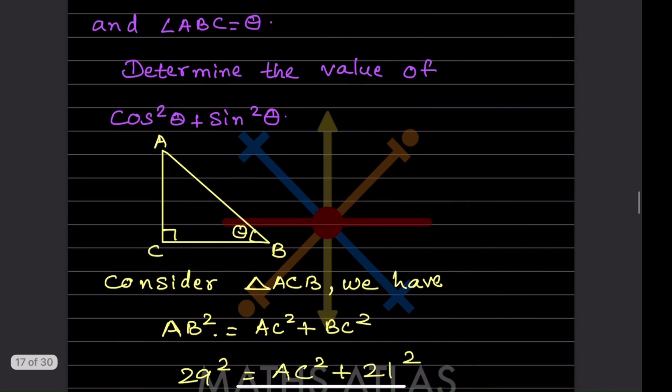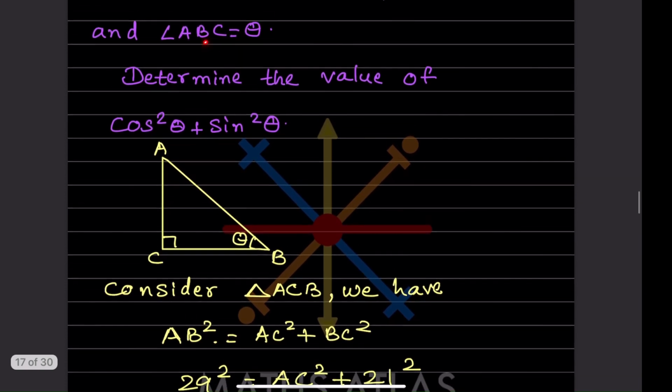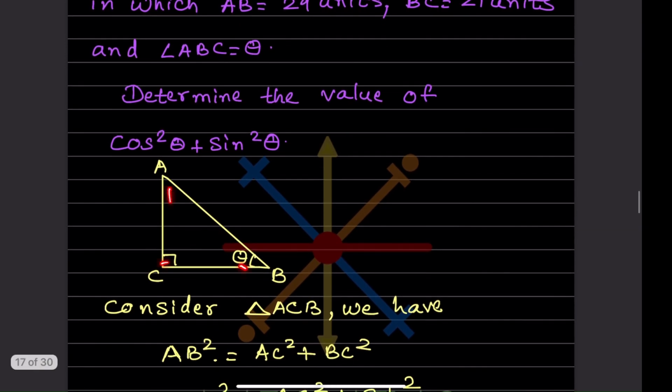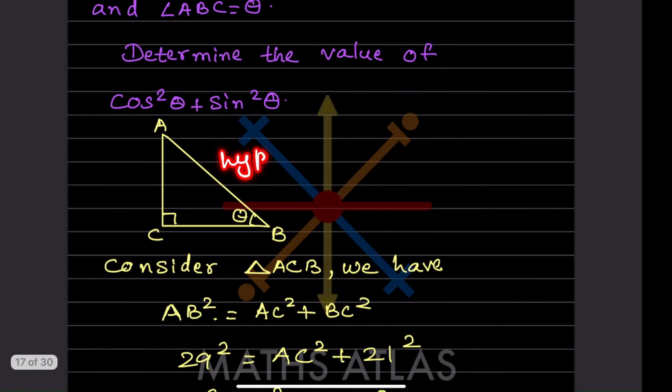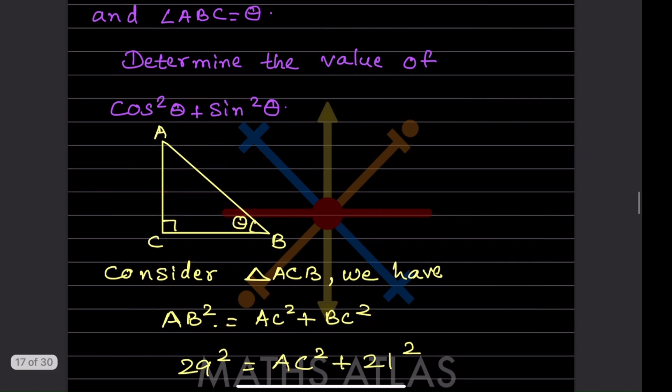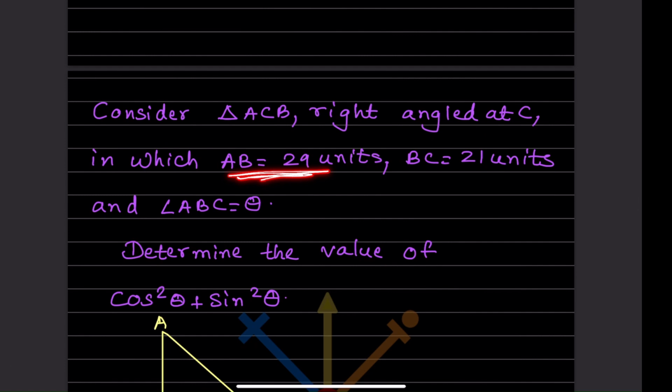Now, because they said angle ABC is theta, it means on the B side there should be theta. So we'll consider this as B and not A. So here should be theta. Now look at here, consider triangle ACB. This is the hypotenuse, right? This side is the opposite side to theta, and this will be the adjacent one. So AB square is AC square plus BC square. They have given the value of AB as 29 units.